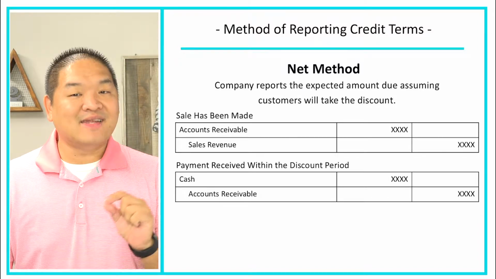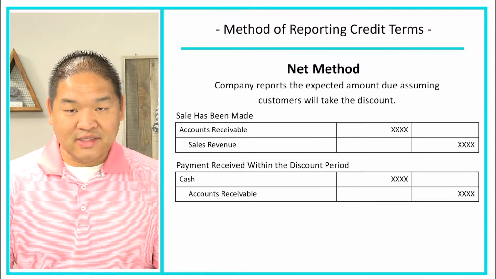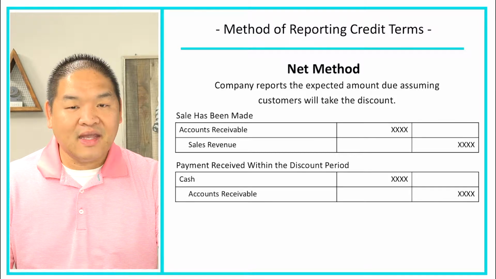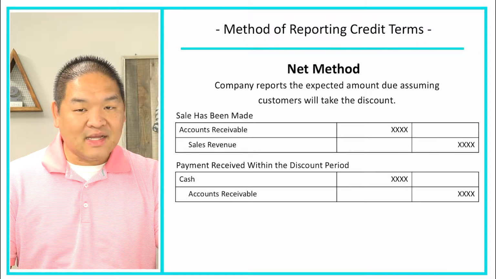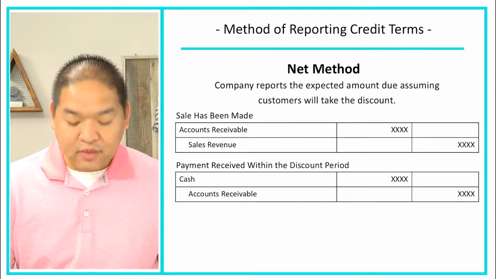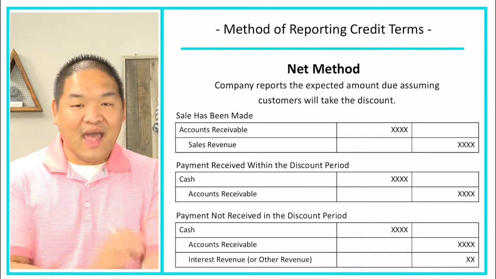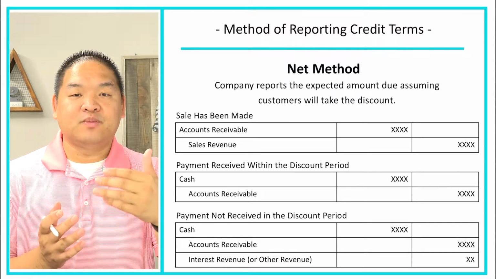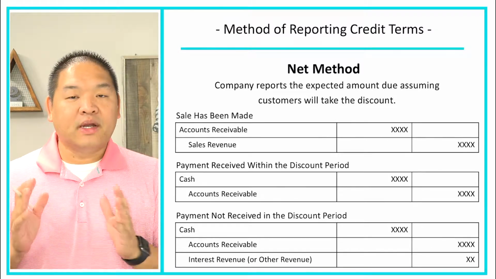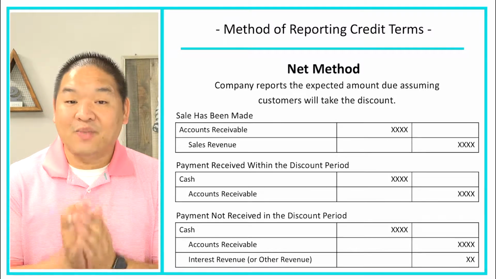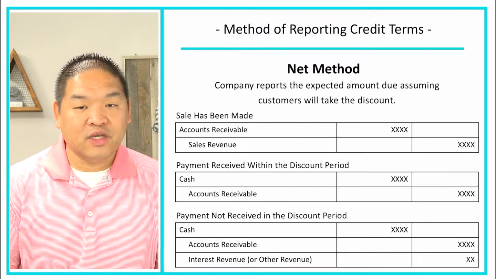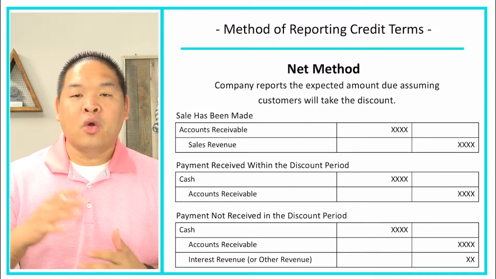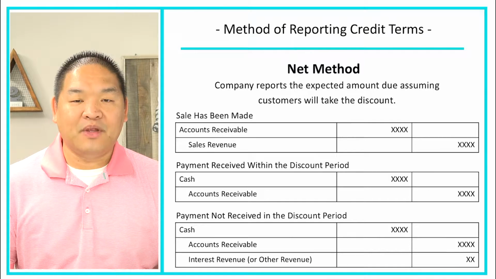Now, if they decide not to pay within the discount period, because we already baked into the sales revenue how much they are paying us based on taking the discount, they've decided not to take the discount, so we're going to have to make some adjustments. So in this case, we're going to debit cash for the full amount they're paying us, including that amount that they're paying us for not paying within the discount period. We're going to reduce the receivable by the amount that we expected them to pay us, assuming they would have taken the discount. And then we have this extra amount. The extra amount goes into interest revenue or other revenue, depending on how your company views it at the end of the day.